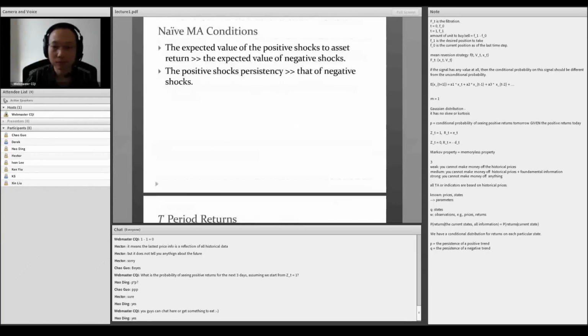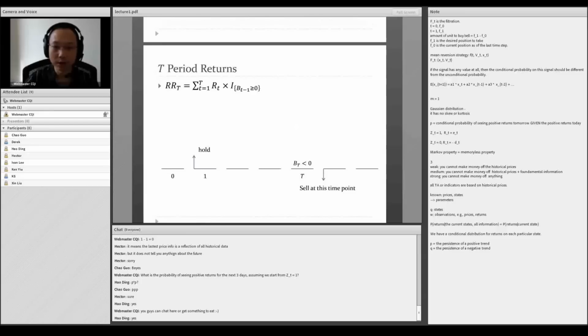Okay, here's what it means. Let's say we enter into a long position here, so that means BT equal to 1, right? So we hold until we get a selling signal at time T, time big T. So this completes one trade, and the return of the strategy is defined by the summation of the daily log returns of the asset. This is how we define the return of the strategy, or the return of making one trade.